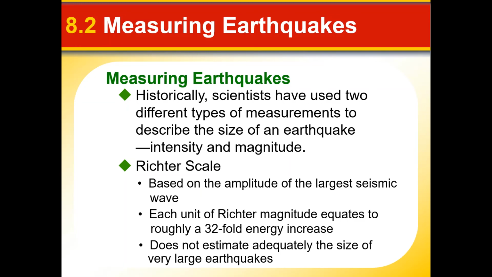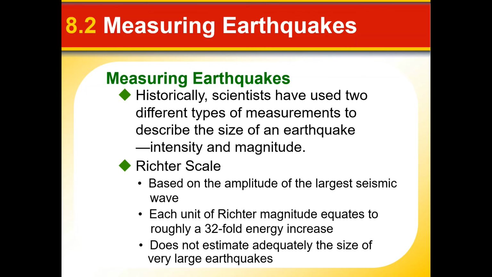And measuring an earthquake. Historically, scientists have used two different types of measurements to describe an earthquake. We have the intensity and magnitude. For the magnitude, we have the Richter scale. It is based on the amplitude of the greatest seismic wave. Rather, the Richter scale measures the energy released by the earthquake. And it is not an arithmetic scale, but rather a logarithmic scale.